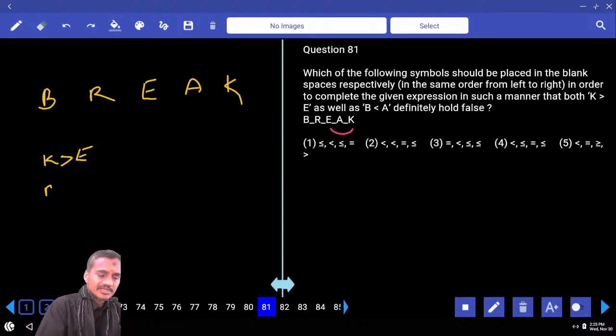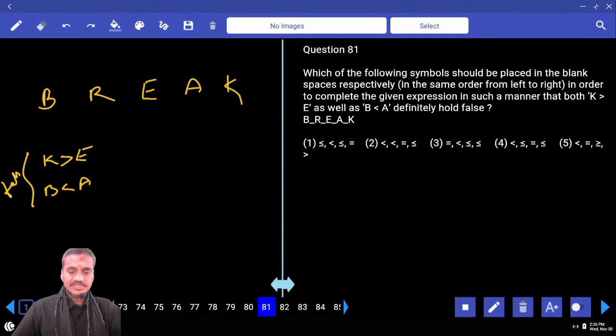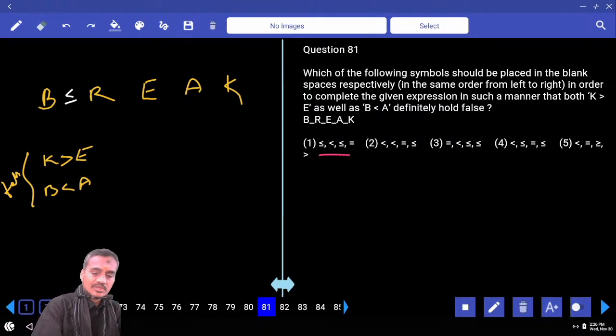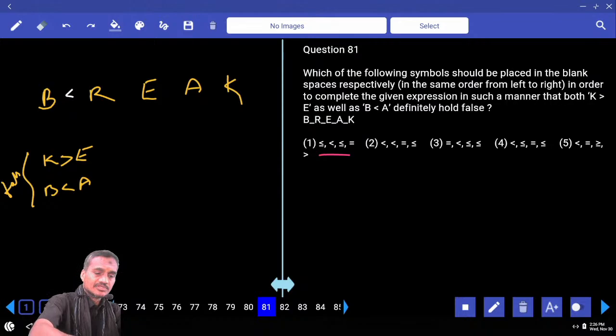And b lesser than a should be false. In order to make both of these definitely false, which symbols do we need to replace in the blank spaces? That's the question. Coming to the first one: lesser than or equals to, lesser than or equals to, and equal to. Now in this one, if you observe from b to a, b lesser than a has become true, isn't it? Hence choice 1 cannot be your answer.